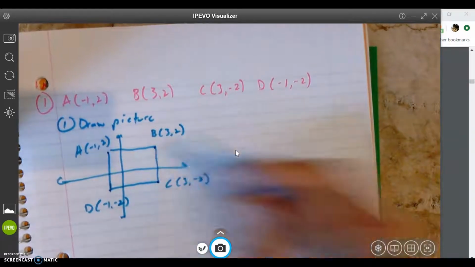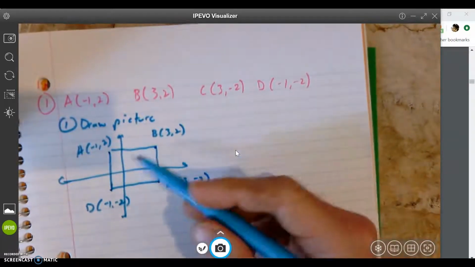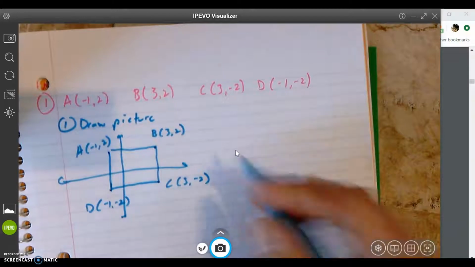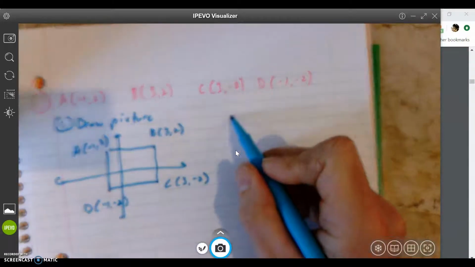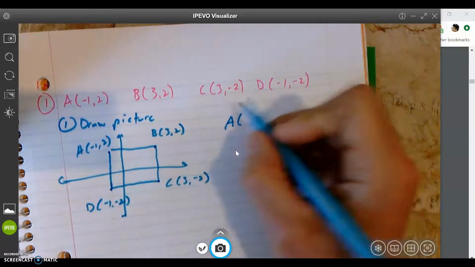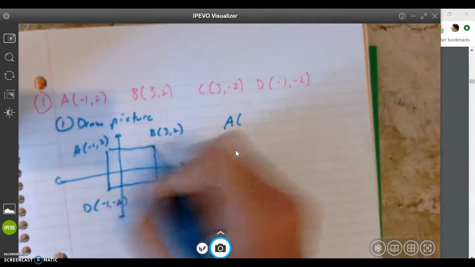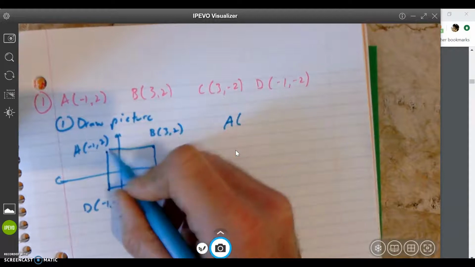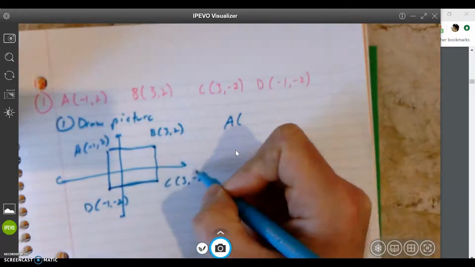Maybe we have a right angle. Maybe we're leaning that way. I don't know. Maybe this is a square. Maybe it's a rectangle. Let's see. So the first thing we have to do is our slopes. Make sure that the slope is the same. So AB has to have the same slope as CD.